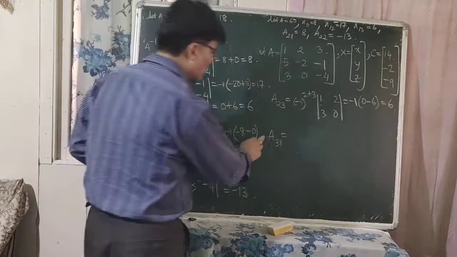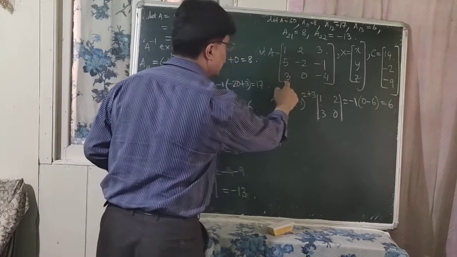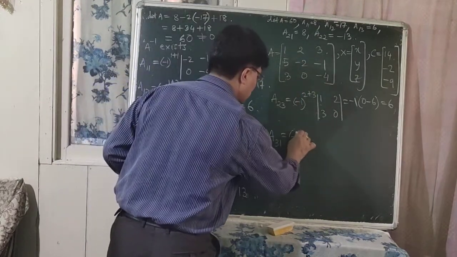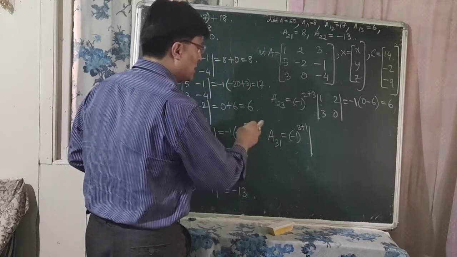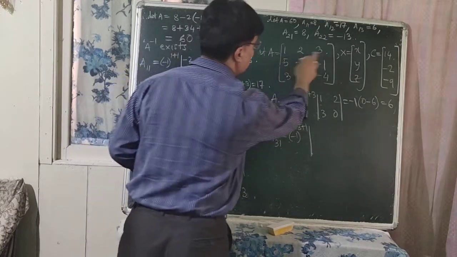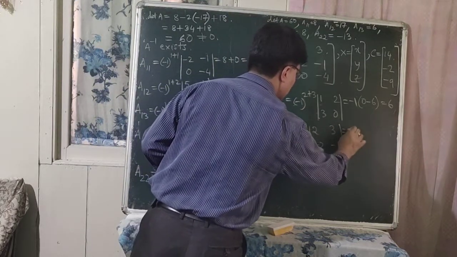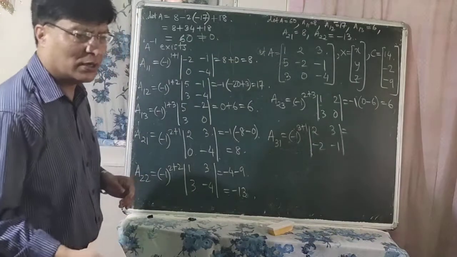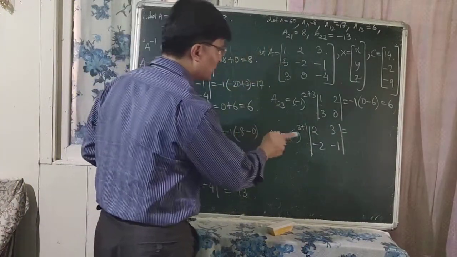That means the cofactor of the element belonging to the third row and first column. Third row and first column, that is the cofactor of 3. That is minus 1 whole to the power 3 plus 1. Now delete the row and the column through the element 3. That is 2, 3, minus 2, minus 1. Which is equal to minus 1 whole to the power 4, it is plus 1. Usually we don't write it, right?